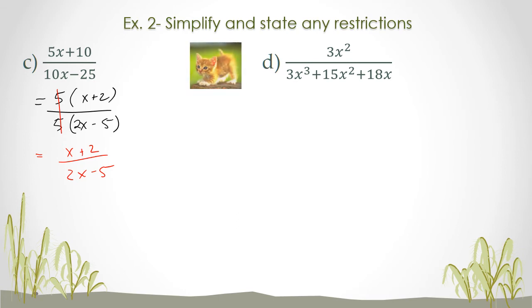Well, for our restrictions, 2x minus 5 can't be 0. Bring that over. 2x can't be 5. Divide both sides by 2. x can't be 5 over 2. Again, do you have to show all of that work? No, that's just for the people that would benefit from seeing it. D.